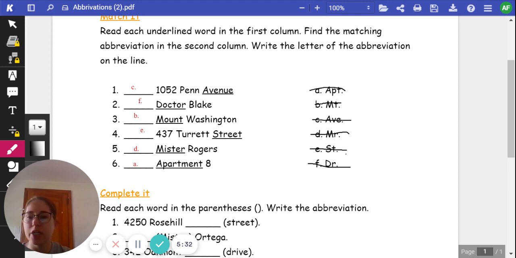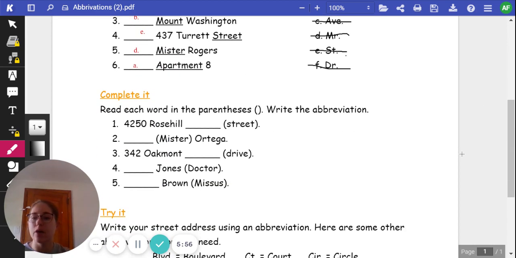Okay, let's go ahead and check those. For number 4, we have the word street, which abbreviated is ST period. Number 5, we have the word Mr., which abbreviated is letter D, MR period. And for number 6, we have the word apartment, which is abbreviated APT period, and that is letter A.